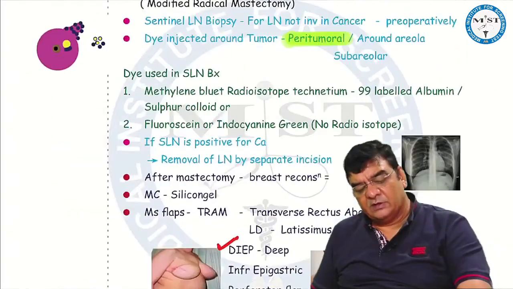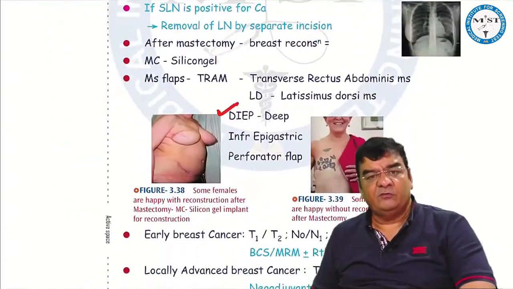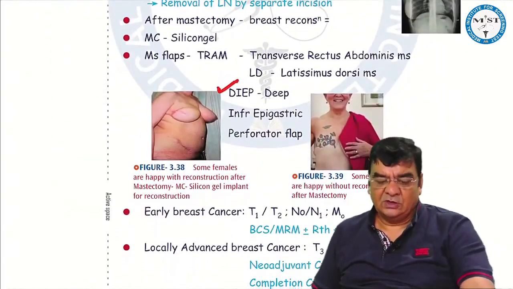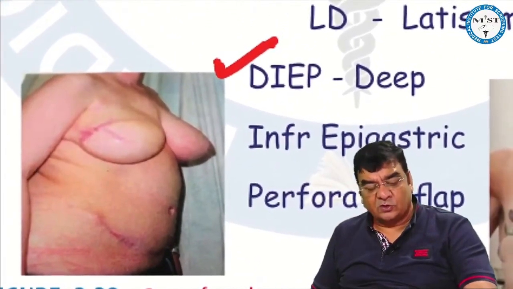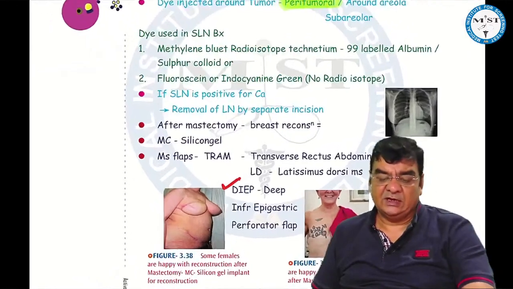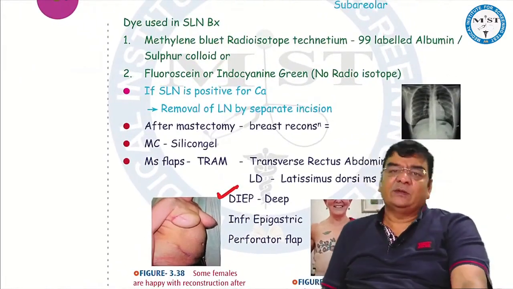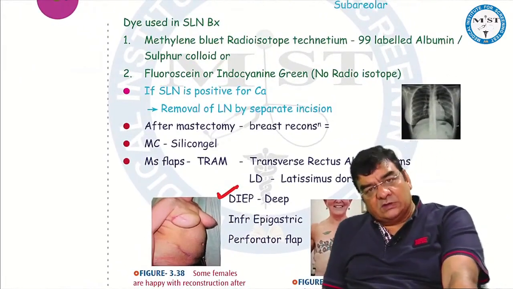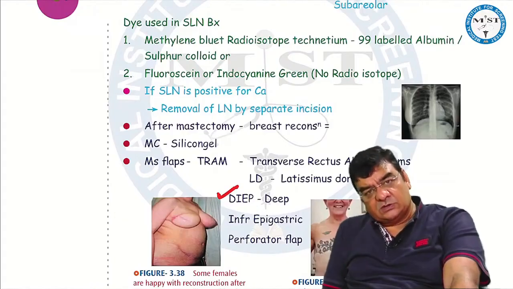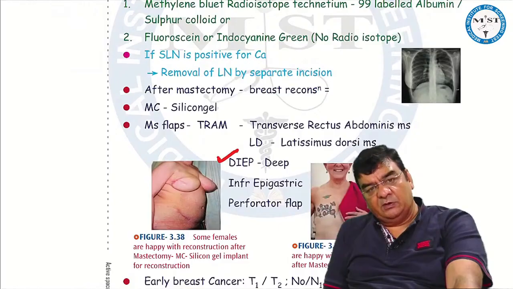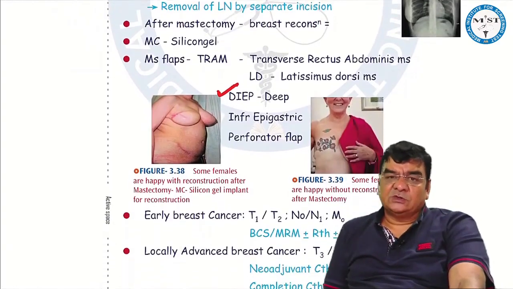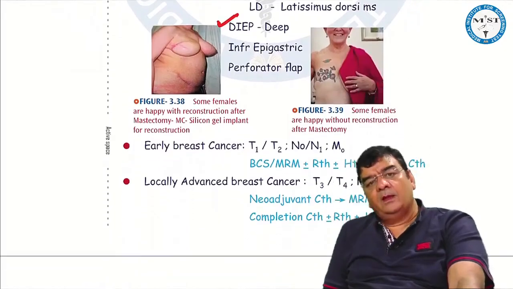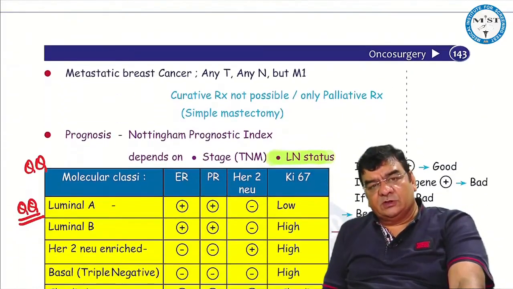Now, whenever we are doing mastectomy, some patients may wish for breast reconstruction. And this breast reconstruction, most often it is done with silicone gel. However, various muscle flaps can be used, like we can use latissimus dorsi, we can use transverse rectus abdominis muscle flap, we can use DIEP, deep inferior epigastric perforator flap, like this DIEP is commonly used in UK, and the breast reconstruction can be done.